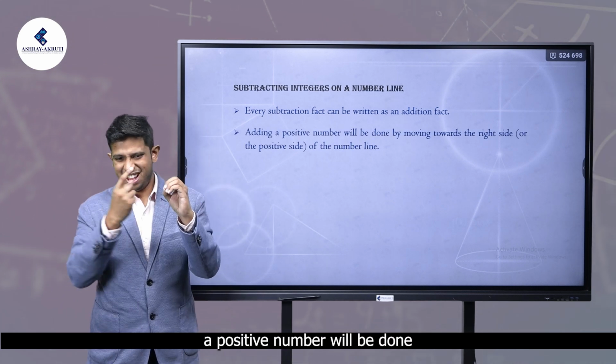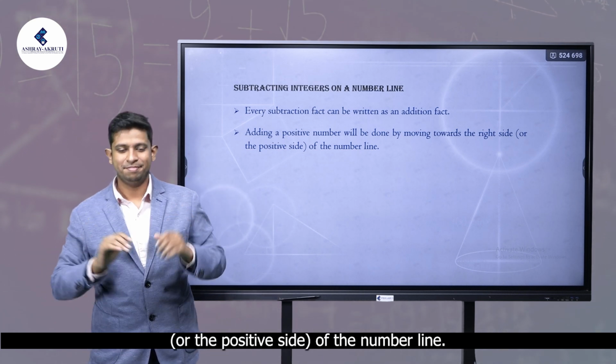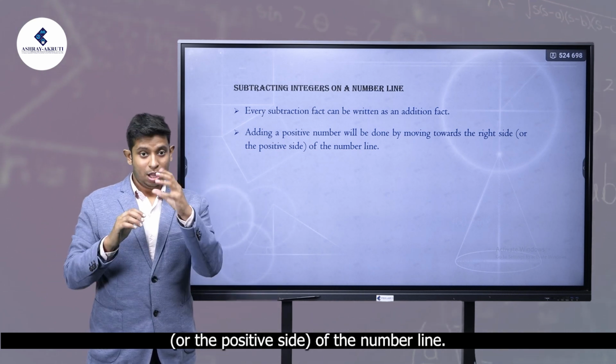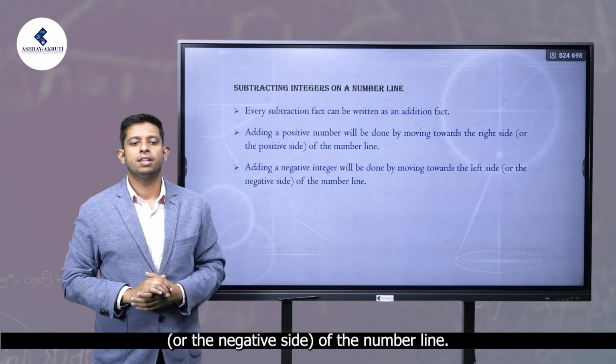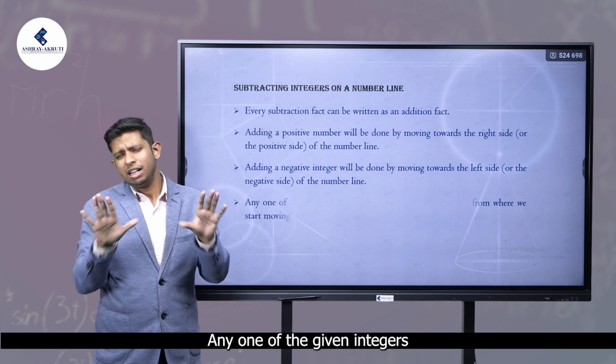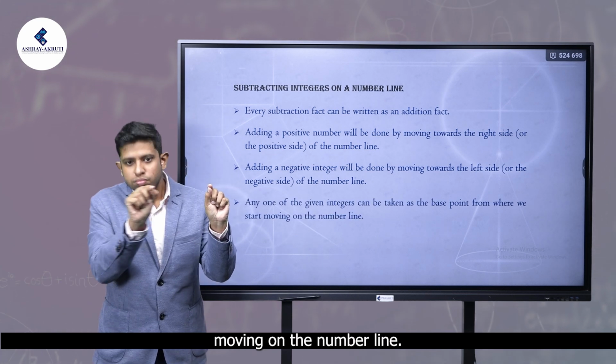Adding a positive number will be done by moving towards the right side or the positive side of the number line. Adding a negative integer will be done by moving towards the left side or the negative side of the number line. Any one of the given integers can be taken as the base point from where we start moving on the number line.